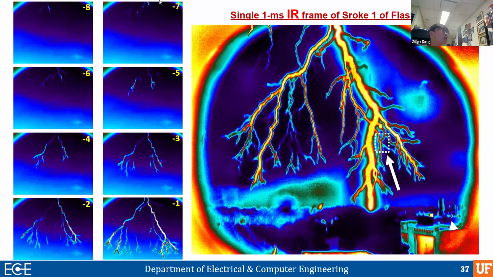This is 1 millisecond. I also show 8 consecutive frames for the infrared from -8 till -1, and frame 0 is the return stroke, as shown here on the right-hand side. We can see that inside the 1 millisecond exposure, the infrared can resolve the temperature variation along the lightning leader channel, and then we can compare the luminosity of the infrared to the visible luminosity.